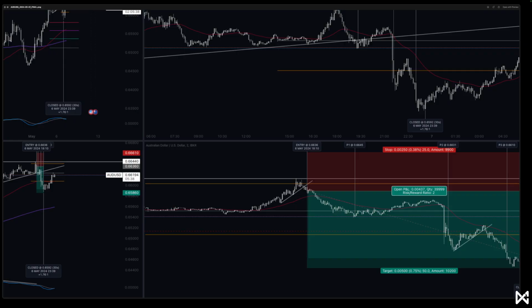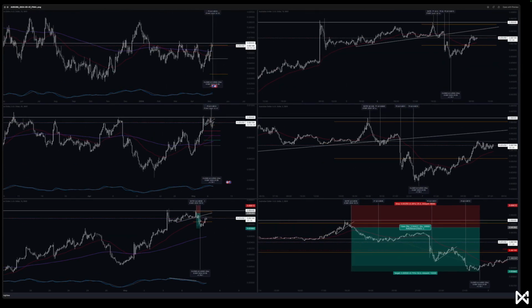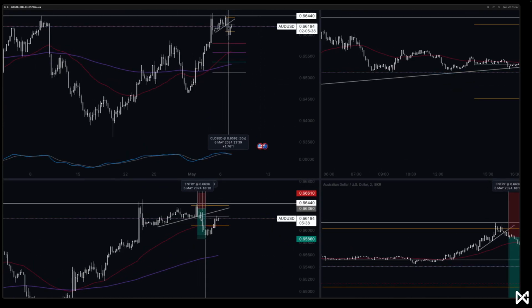Enter on a micro time frame trend change as it's rejecting that area. Now I went aggressive here. Sometimes you don't have to. Sometimes, like even in this case, you could have traded the pattern breakout.